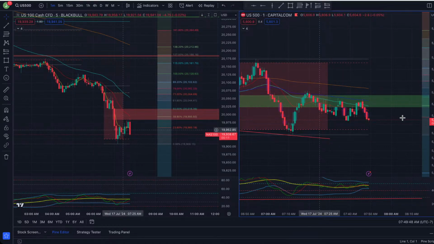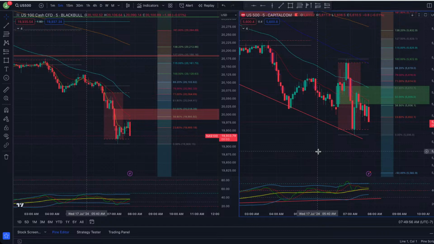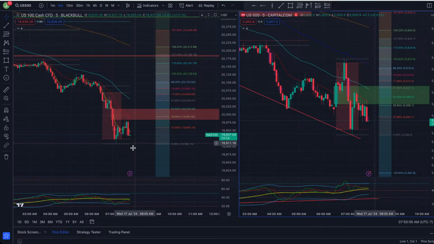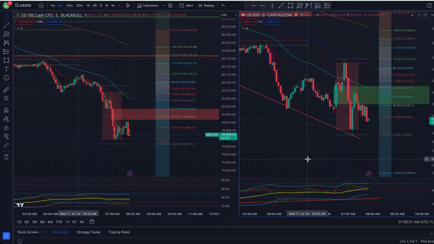NAS now pushing down. US 500 as well. Still want to see that bearish confirmation. We'll see a triangle appear from the indicator. That'll let us know. And we just wait for a retracement back into a key zone, rejection, and then distribution.